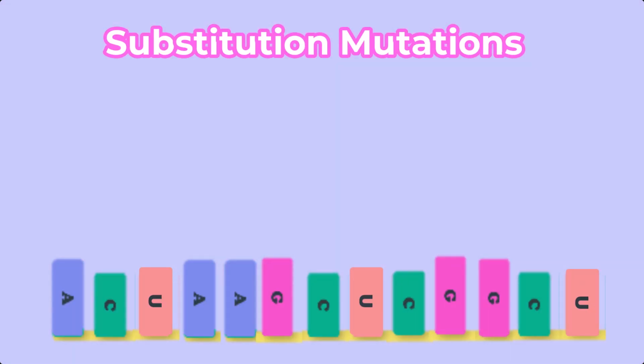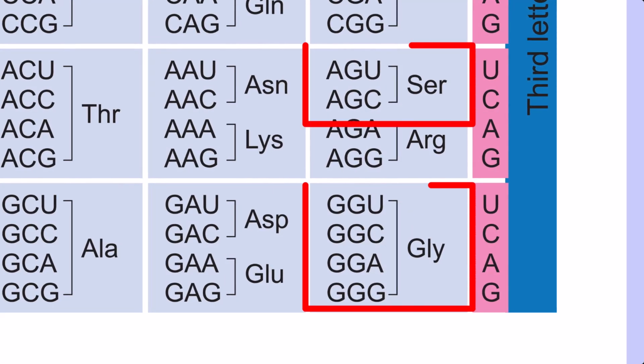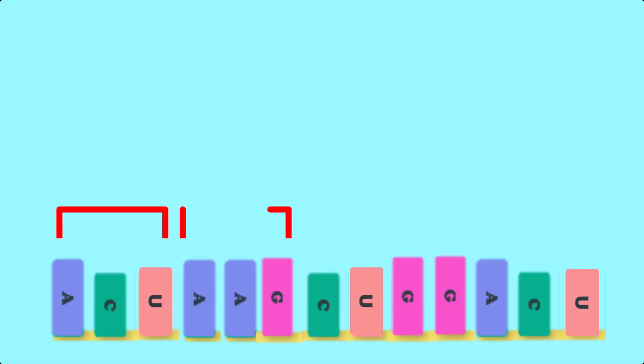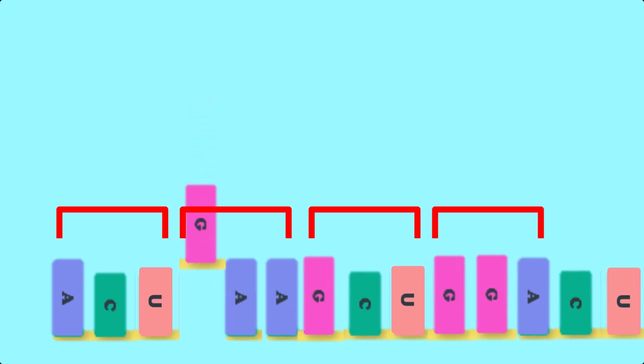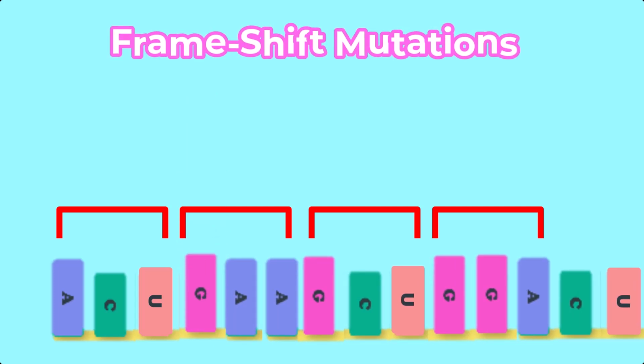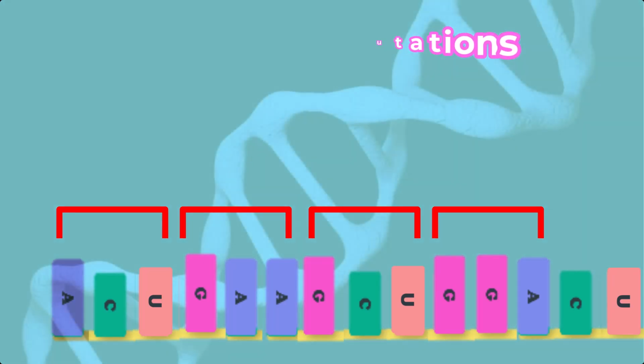For example, if a mutation causes an mRNA codon to change from GGC to AGC, the resulting protein will have serine instead of glycine at this position. Because mRNA is read as a series of triplets during translation, adding or subtracting nucleotides may alter the triplet grouping of the genetic message. These types of mutations are called frameshift mutations.